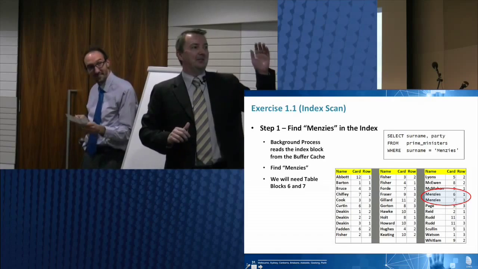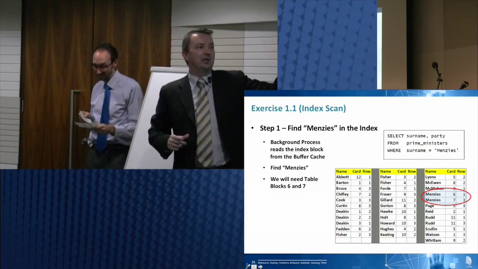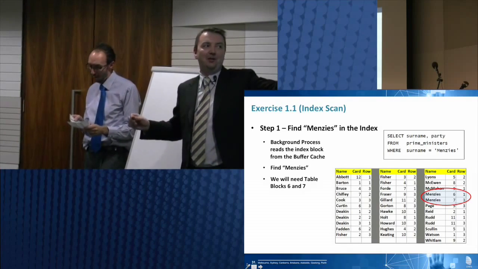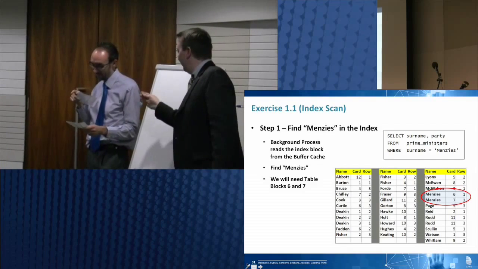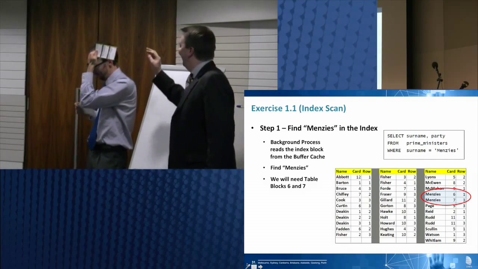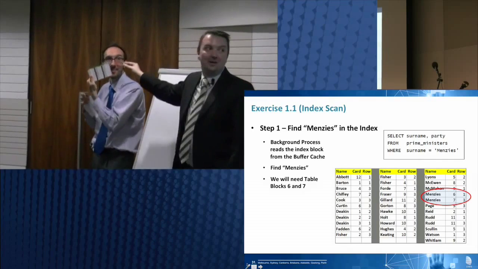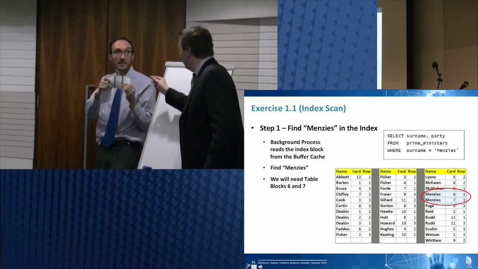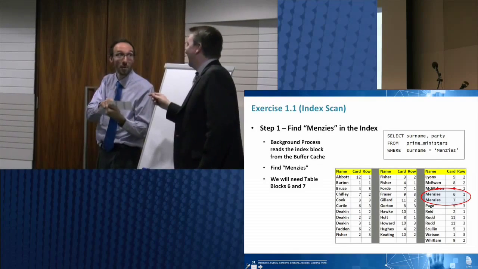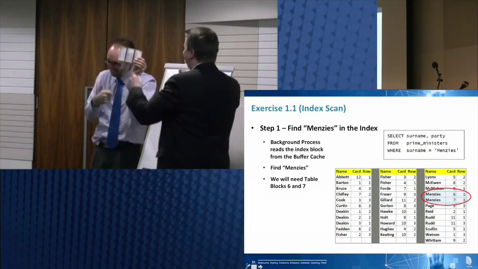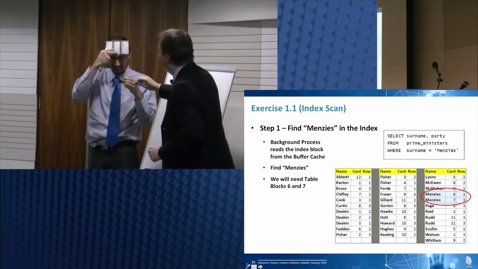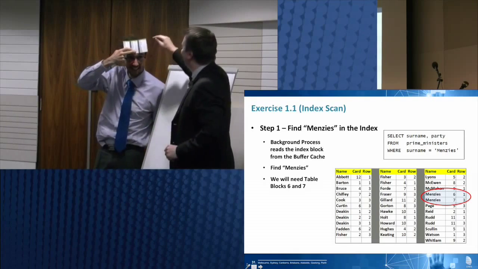Okay, so the background process is going to read the index block from the buffer cache. So buffer cache, please hold up the index block for the surname index. I'm going to find Menzies in that. The buffer cache is just showing. I'm going to find Menzies.